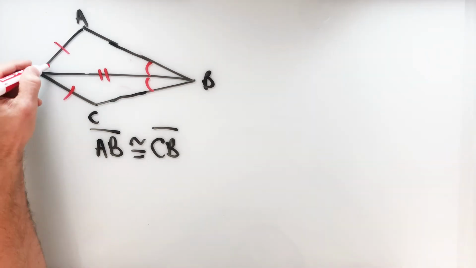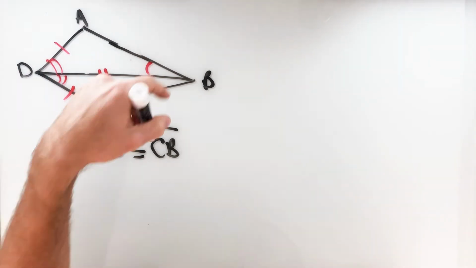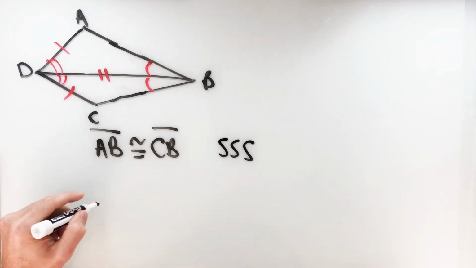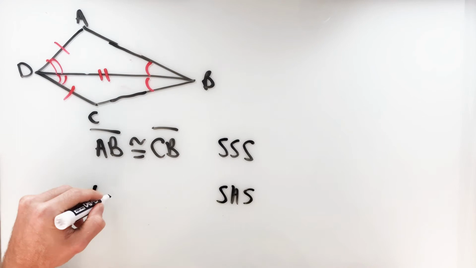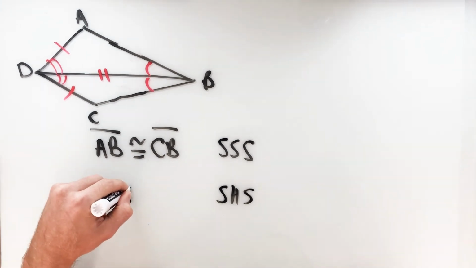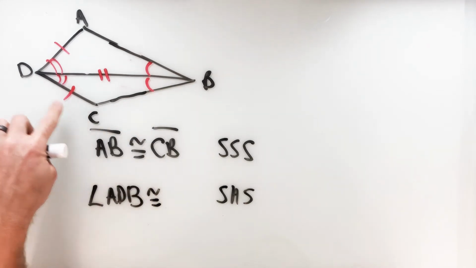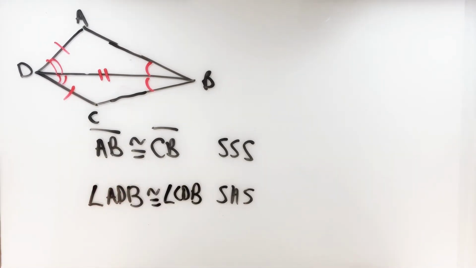Those would be over here, those two angles. So these two angles are ADB. So this would make side, side, side. If I wanted side, angle, side, I would need angle ADB congruent to this angle down here, which would be CDB. So either of those pieces of information would give me enough to say those two triangles were congruent.